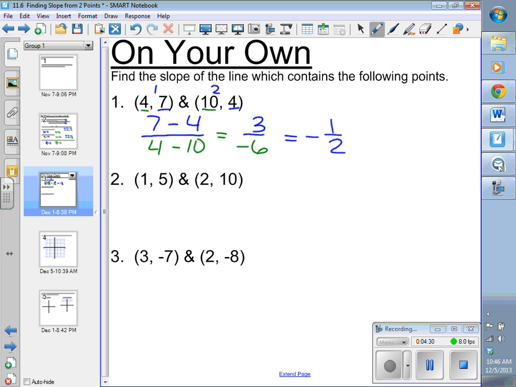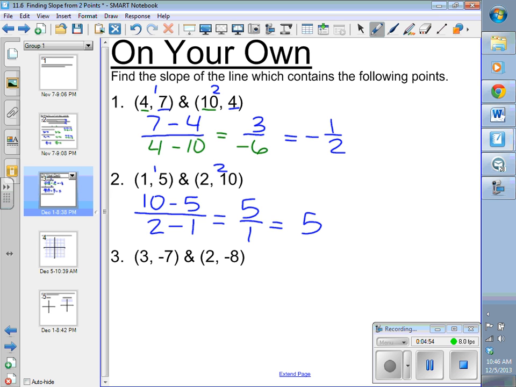All right, next one. We'll do 1 and 2. And in this case, I think we're going to do the 2's first. We'll do 10 minus 5 and 2 minus 1. We simplify, we get 5 over 1, which gives us a slope of 5.